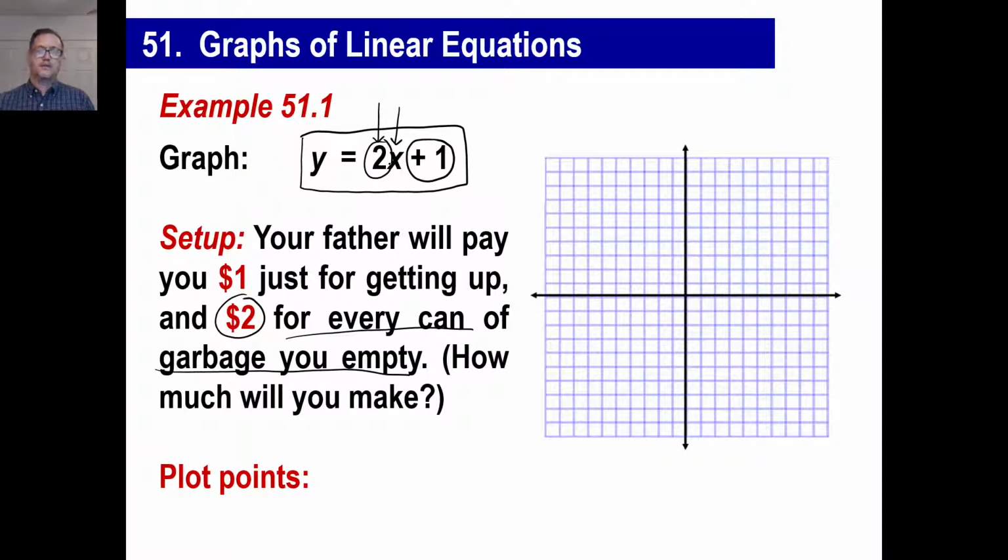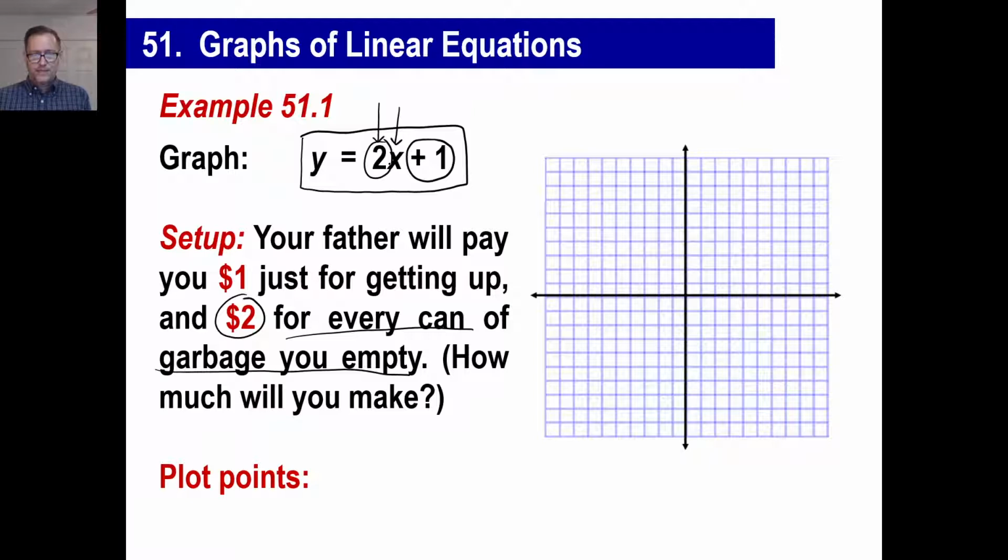Well, you tell me how much money you're going to make. Your dad says, I'll pay you $1 just for getting up and $2 for every can you empty. Well, you tell me how much money exactly are you going to make? You should have thought, wait a minute, I don't know how much money I'm going to make, because I could do a ton of cans. I could do no cans. I could try to get out of bed and fall and break my leg and not be able to do anything. You could do 10 cans, you could do 50 cans, whatever.